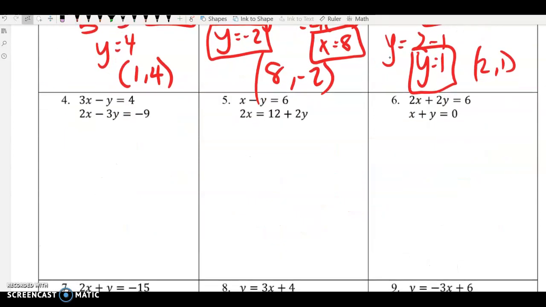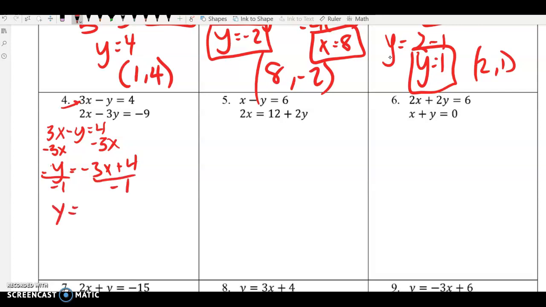Let's try these next ones. Down below, nothing's isolated. So we need to isolate a variable. For me, I'm going to isolate y in this first equation. To do that, I'm going to rewrite the equation. I get 3x minus y equals 4. Nothing's isolated, so I'm going to get y by itself. So I'm looking for y by itself. I have negative y equals negative 3x plus 4. I'm going to divide everything by negative 1. I get y is 3x minus 4. Great. Now I have y isolated.